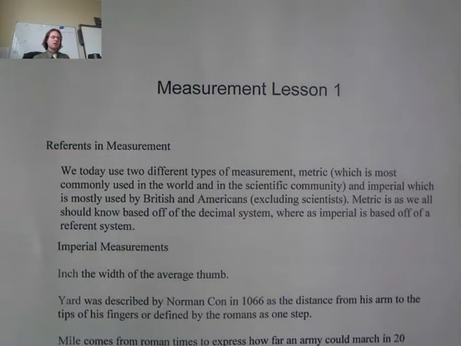Now, there's a reason why we use the metric and why most places around the world use the metric. And that's because the metric system is based off the decimal system. So as long as you can shift decimals over, you could do the metric system. Whereas the imperial system is based off of reference, so reference of measurement.